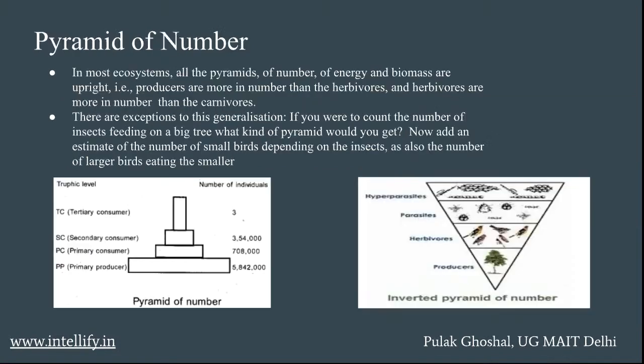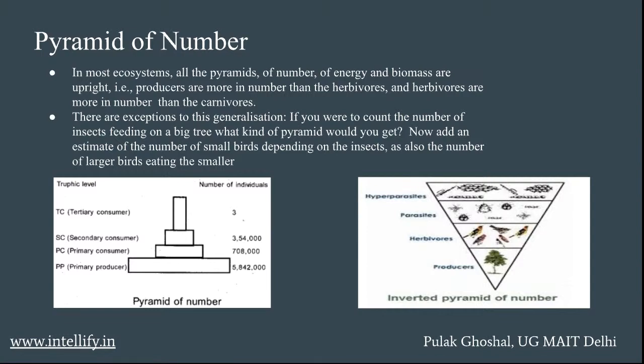So, pyramid of number. Herbivores are more in number than carnivores. In a general view, we always know that the number of primary consumers should be higher, but there is an exception to the generalization. If you were to count the number of insects feeding on a big tree, what kind of pyramid would you have? Now add and estimate the number of small birds depending on those insects, as well as the number of large birds eating the smaller ones.